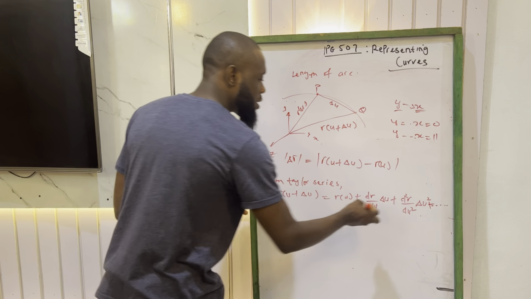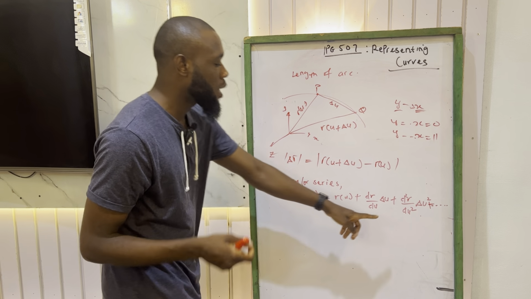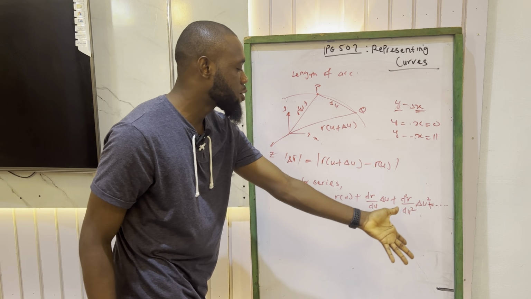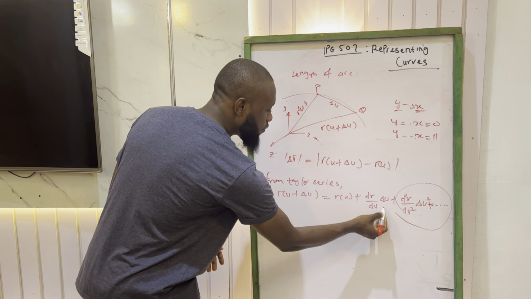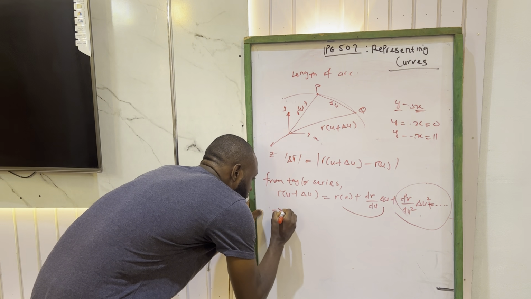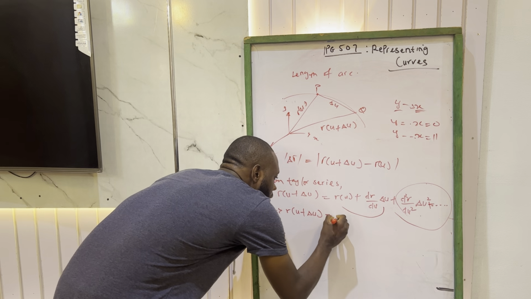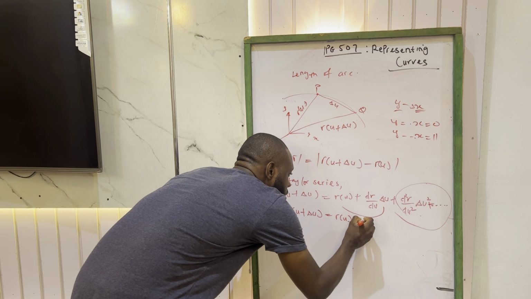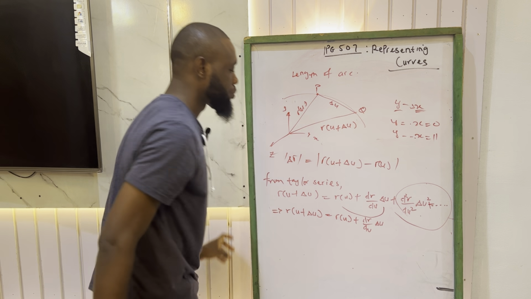So we can assume that delta U will be a very negligible quantity, and by the time you multiply it with this value, it becomes very small. So we can neglect the higher orders and only focus on the first two terms, which implies that our R of U plus delta U becomes R of U plus the R du change in U.